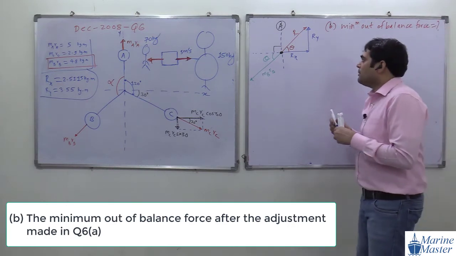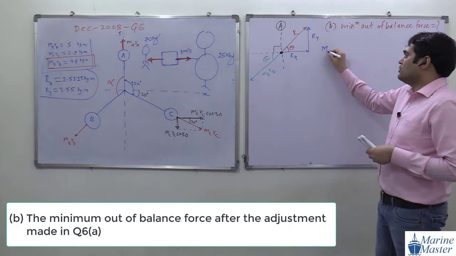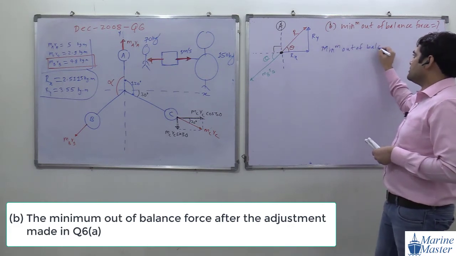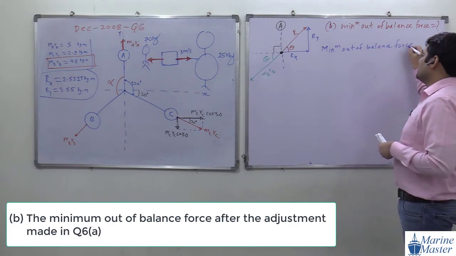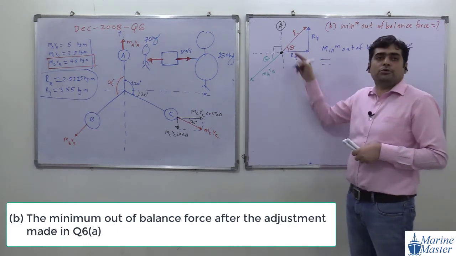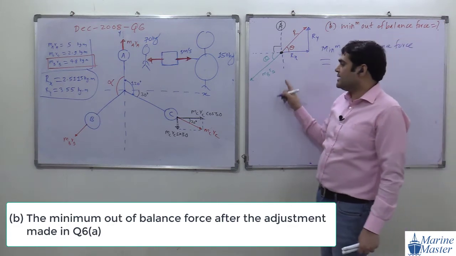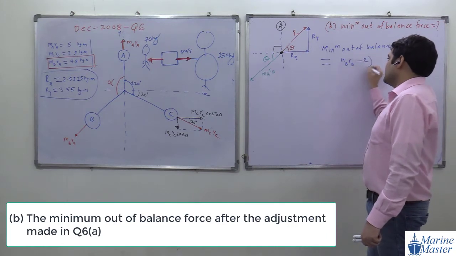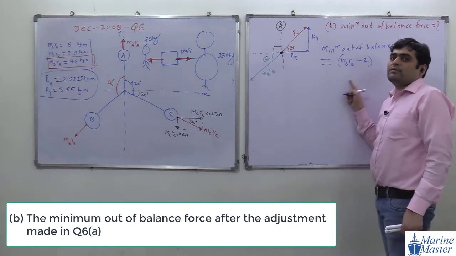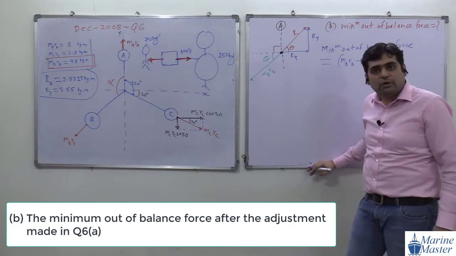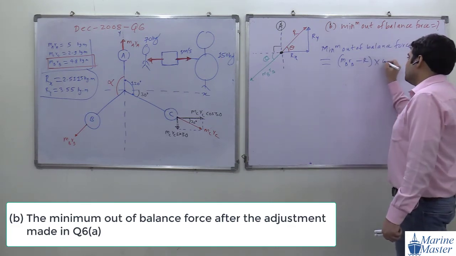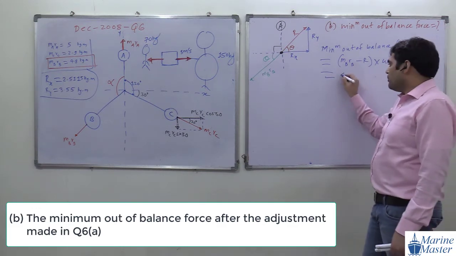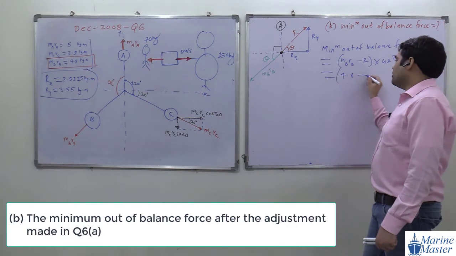So how to get the minimum out of balance force after adjustment? It will be the difference of the two. Which value is higher? MBRB is higher. So MBRB minus R we will get in kg meter, but we want force in what? Newton. So we will multiply by omega square. The value of MBRB is 4.8.